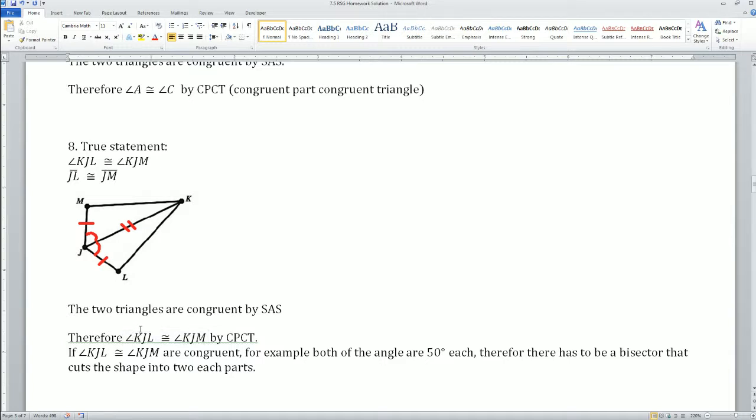Congruent parts, congruent triangles. If angle KJL and angle KJM are congruent, for example, if both of them have an angle of 50 and 50, because they both have to be the same, therefore there has to be a bisector that cuts it into two equal pieces. JK would be the bisector because it cuts this angle in half. Originally, you could say angle MJL was 100 degrees. Because JK bisects, which is cuts it in half, it becomes 50-50, okay?